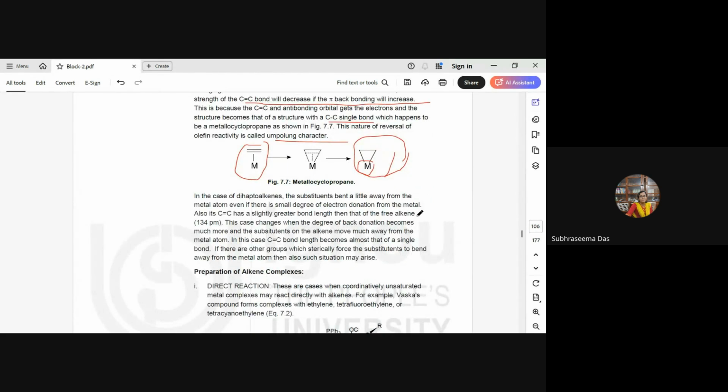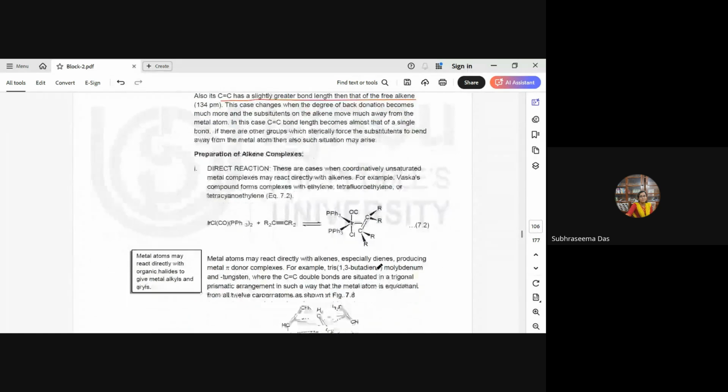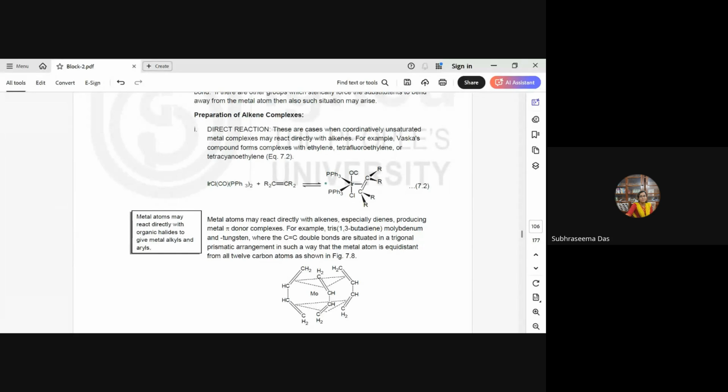So, in the case of diheptoalkenes, the substituents bend a little away from the metal atom, even if there is a small degree of electron donation from the metal. Also, the CC has a slightly greater bond length than that of the free alkene. This changes when the degree of back donation becomes more, and the substituents on the alkene move away from the bound metal atom. So the C double bond C bond length becomes equal to that of a CC single bond length.